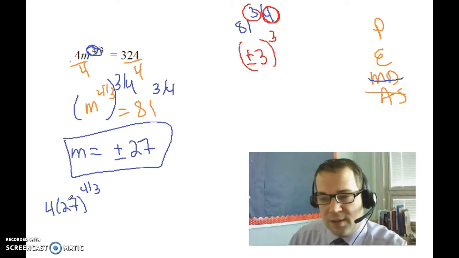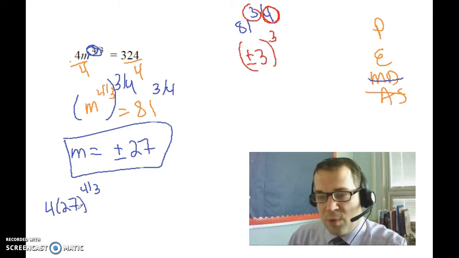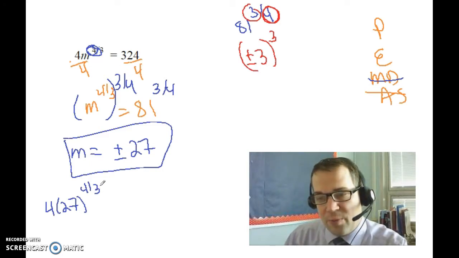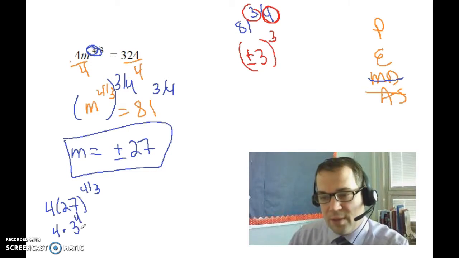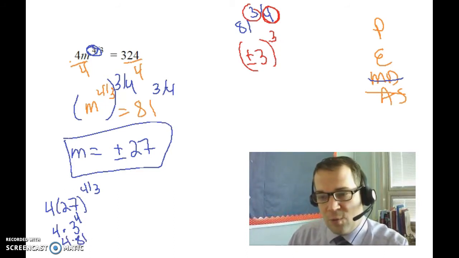If I go back in and check those separately, 4 times positive 27 to the 4/3 would equal, we'll see, now I'm evaluating. So I'm going to do order of operations from the top down. Exponent: 27 to the 4/3 says, what multiplies by itself 3 times to make 27? Since 3 times 3 times 3 is 27, I'd get 4 times 3 to the 4th. 3 to the 4th, we just talked about, is 81. So I get 4 times 81, and 4 times 81, of course, is 324.